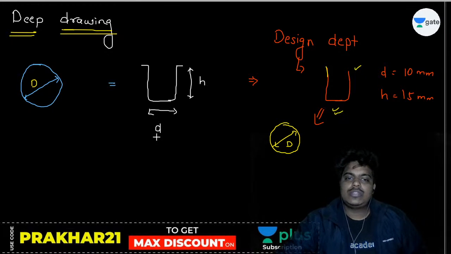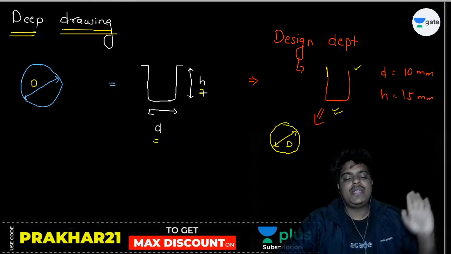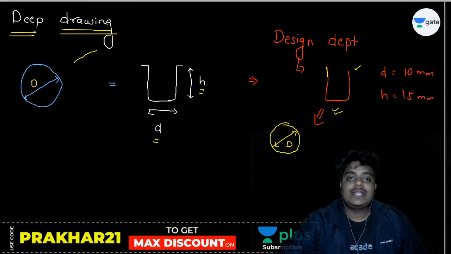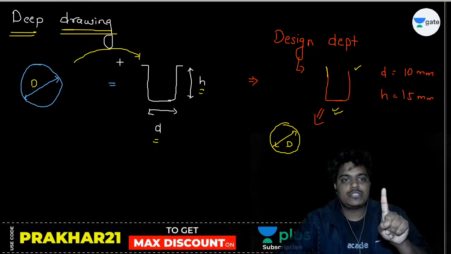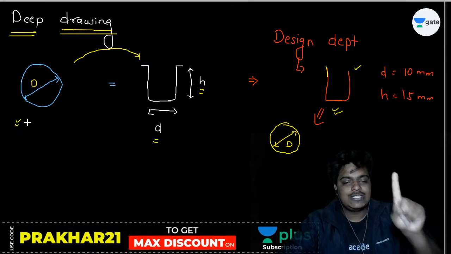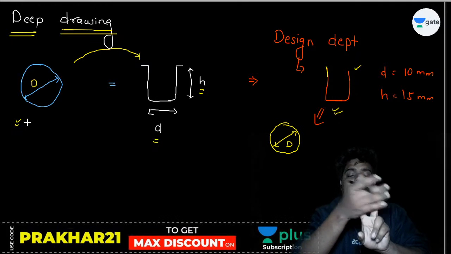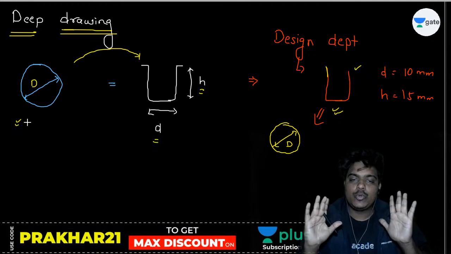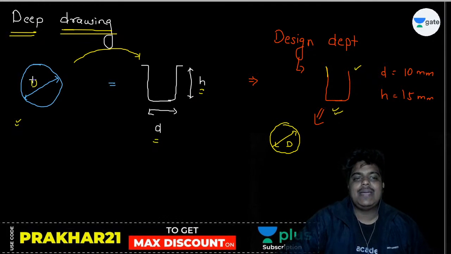Is it clear? So this cup, the requirement will be defined by the design department. But how does it need to be made? What is the force required? What is the dimension of the initial raw material required, and what is the force required? That you need to get. Okay. So what is the diameter D?